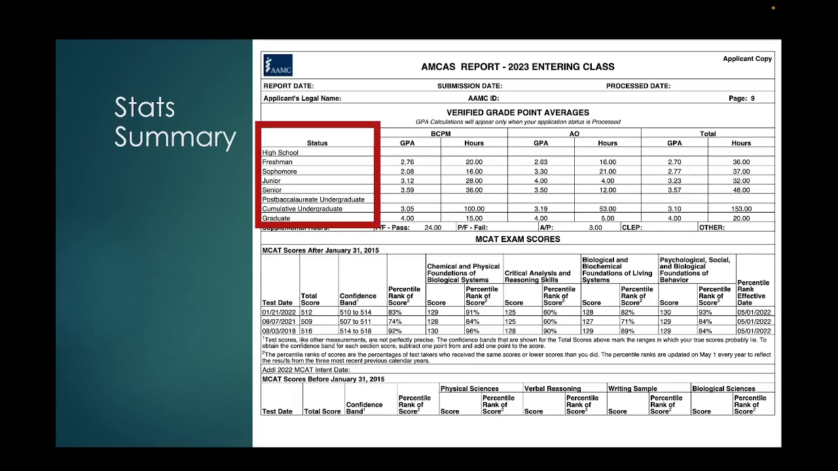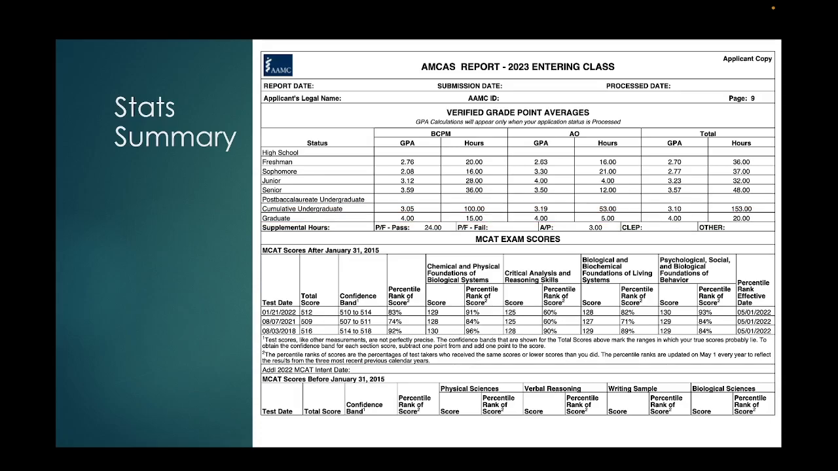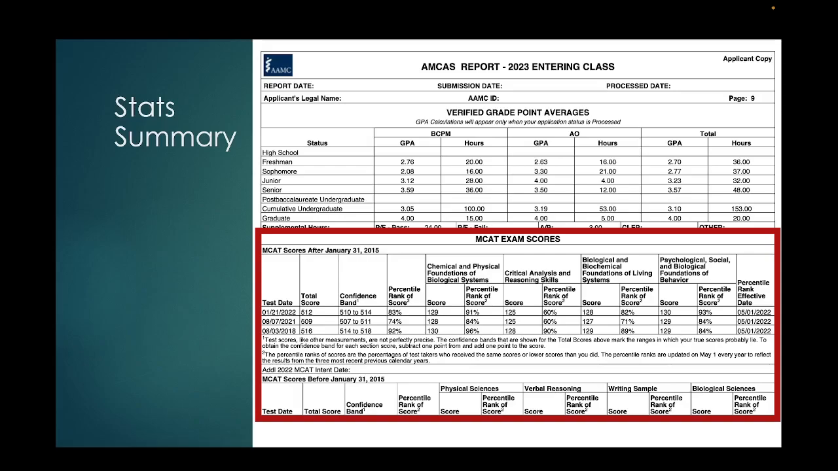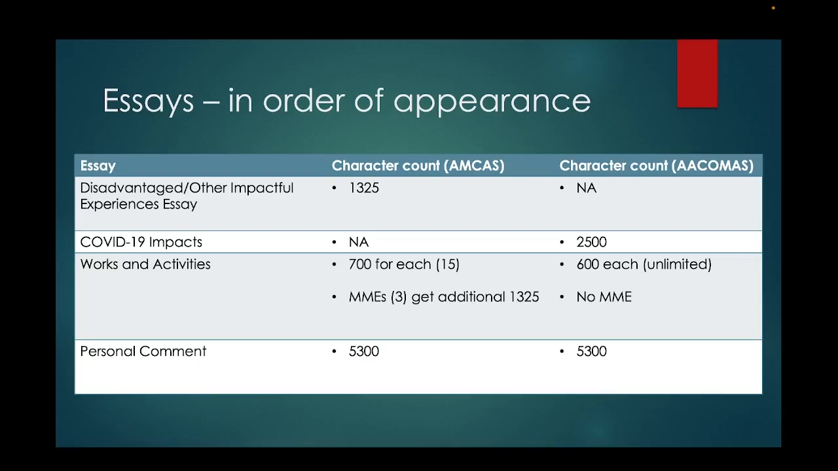If you're a super senior but you don't graduate, this gets added to your senior GPA. Undergraduate postbacks get a separate line, and graduate classes, like special master's programs, get a separate line. This is also where your MCAT scores will populate. Every score automatically gets uploaded from most recent to the oldest, and this is where things like MCAT and GPA trends will be seen. Next section are the essays.